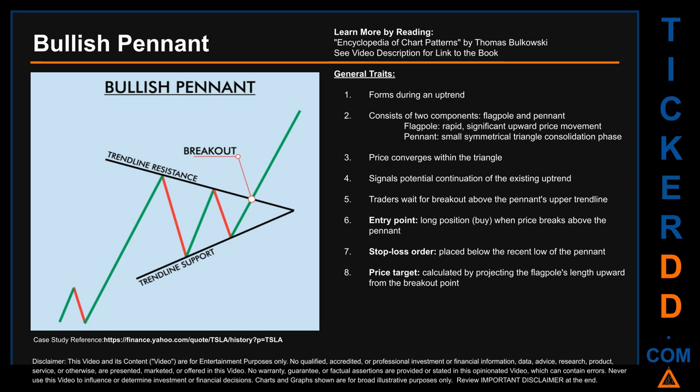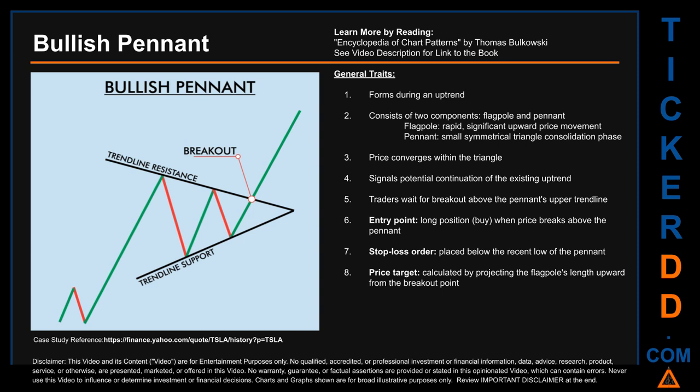In early July, the price broke out of the pennant, and Tesla's stock continued its rapid ascent, reaching new all-time highs by the end of August 2020. This example showcases the characteristics of a bullish pennant pattern: a strong initial price movement, the flagpole, a period of consolidation, the pennant, and a continuation of the uptrend following the breakout.